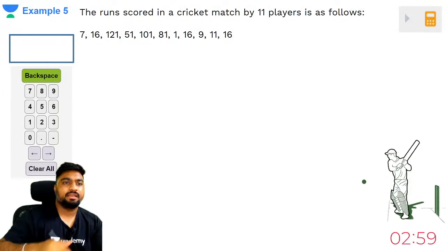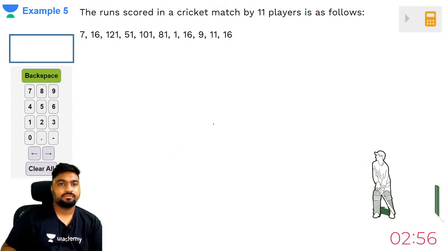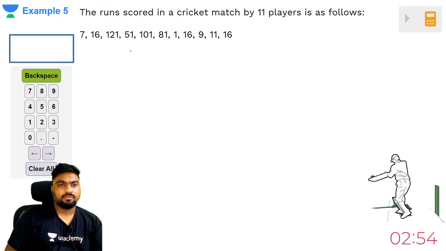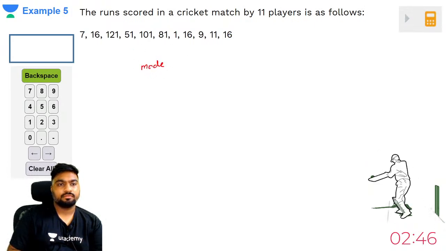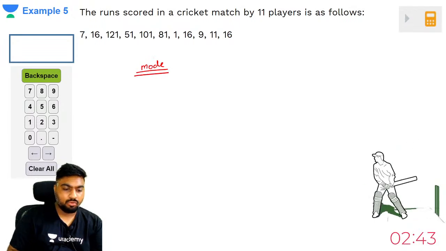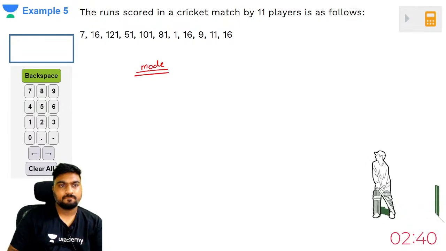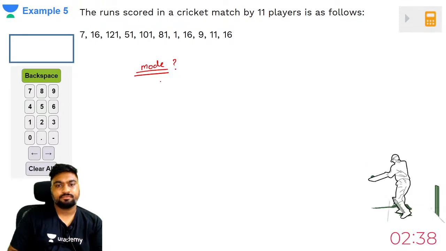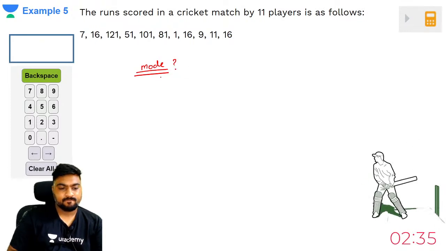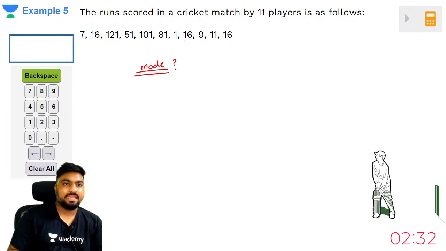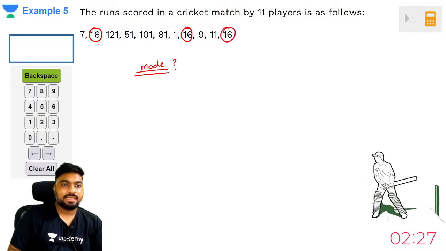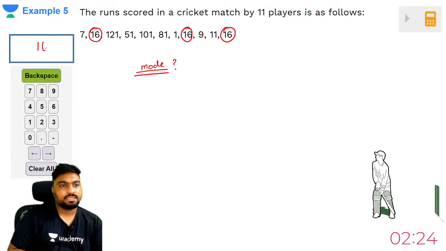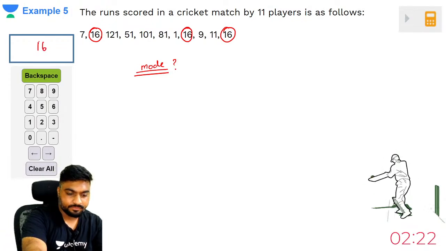Let's do one example, quickly. What do we need to find? Find out the mode for this. What is the mode? Yeah, so 16 appears twice, 1 thrice, in fact 1, 2, 3. Is there any other term that appears that many times? No, 16 is your answer. Finished, okay?